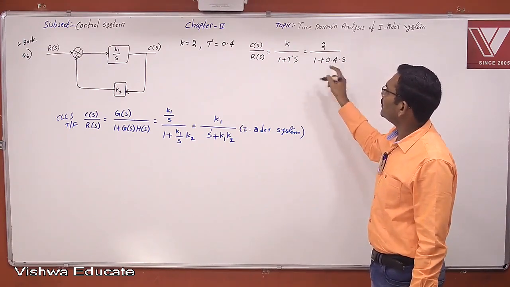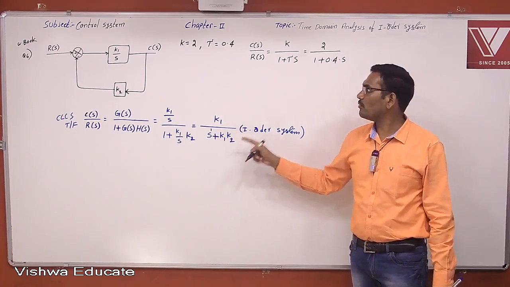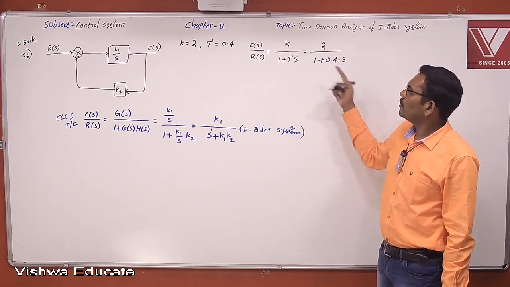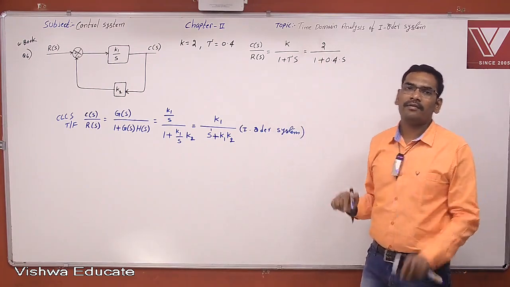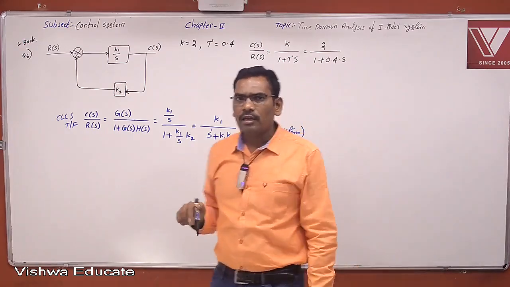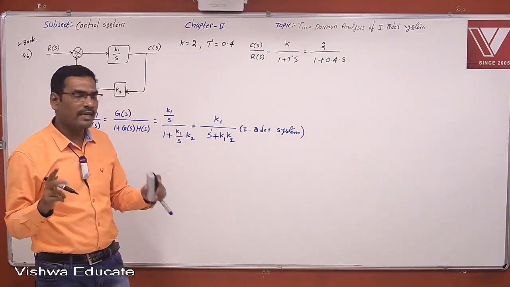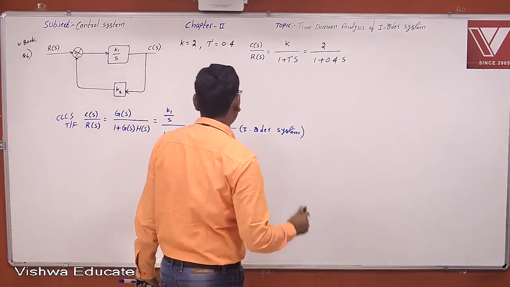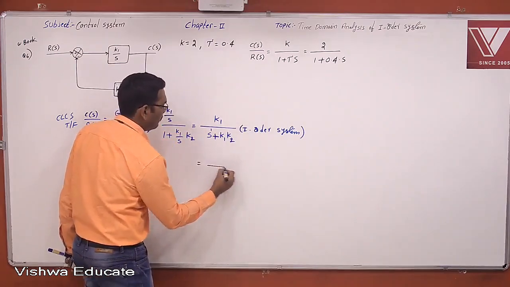But this is in the time constant form, and this is in the pole zero form. S plus P means pole zero form. So you convert time constant to pole zero or pole zero to time constant when comparing the two transfer functions. If you want to compare two transfer functions, they should be in the same form. And therefore, I want to convert this into time constant form.